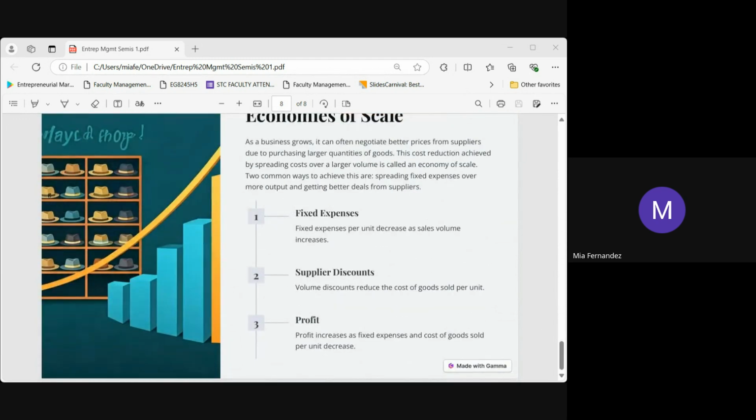Now we will move on to the next topic, or I think this is the fourth topic. It's about hiring. Pag-isahin ko ng discussion.